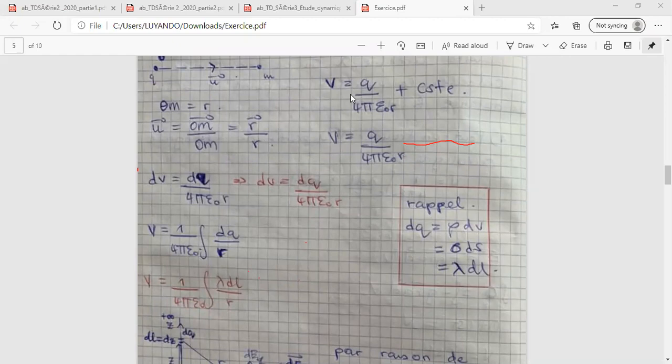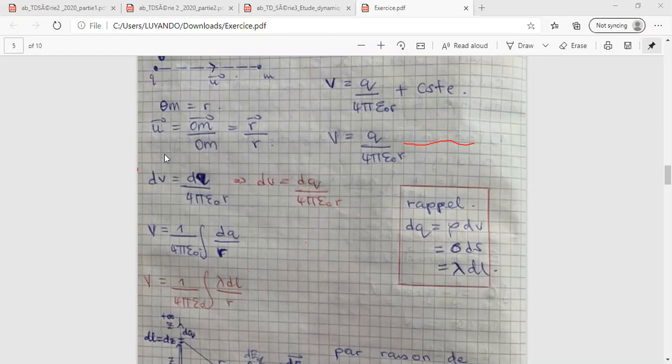And then we remember our actual expression for potential. Potential is equal to Q over 4 pi epsilon 0 R plus a constant. Usually our constant is equal to 0. So we're going to have V equals Q over 4 pi epsilon 0 R. And then what else do you need to remember?